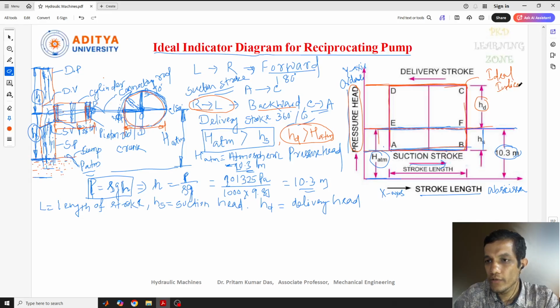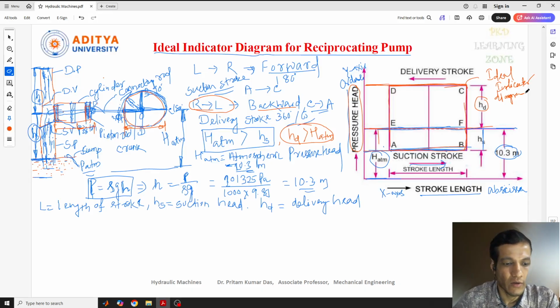Why are we supposed to discuss this ideal indicator diagram? What is the benefit, or what will we get from here? We can determine the actual work done per cycle, and how much work is done per second. We can calculate that. I hope you understand up to this. Now the stroke length, as I told you, is the distance traveled by the piston. So the stroke length is nothing but the piston displacement inside the cylinder. I hope you understand.